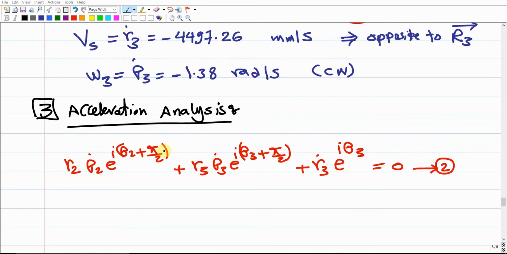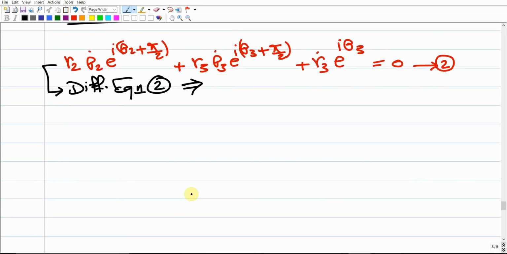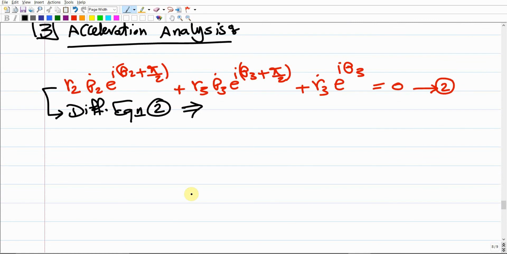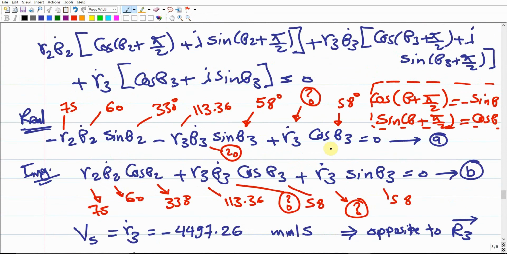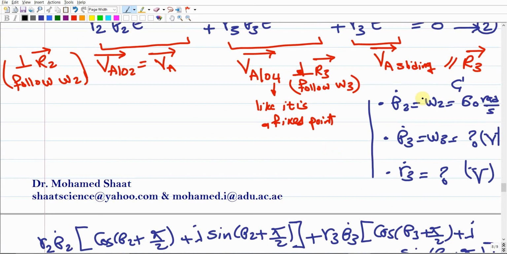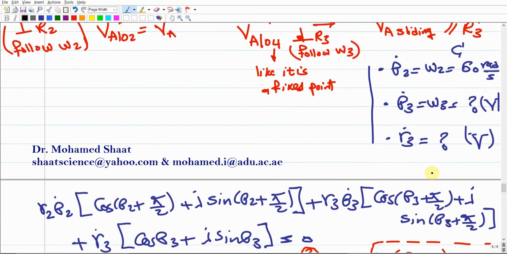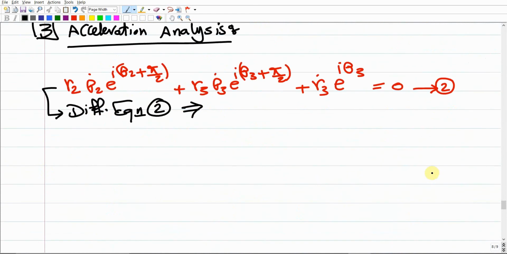So that's why I brought here the loop closure equation again that we got for the velocity analysis. Now we have to differentiate this equation 2. By differentiating equation 2 once with respect to the time, we're gonna end up with the loop closure equation for the acceleration. Theta 2 dot was given as constant here, right, as we discussed before. So what does it mean? It means that the time derivative of theta 2 dot will be 0, but there is a time derivative for the theta 3 dot and the R3 dot that we just got from the velocity analysis.